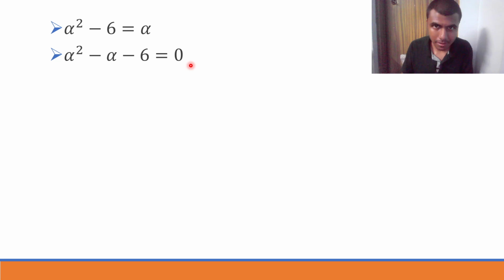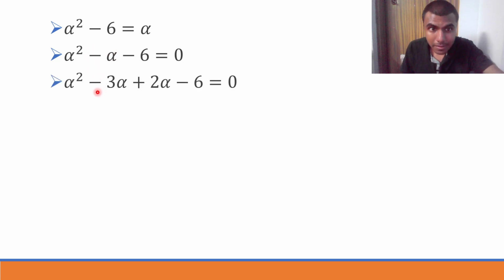Now, some factorization. Hope you guys know it, that's why I am not going to go too deep. In case you need help with factorization, please comment, so that I can help you out. I don't want to cover that in detail here. Basically, what I am going to do is write this minus alpha as minus 3 alpha plus 2 alpha, so that I can factorize this.